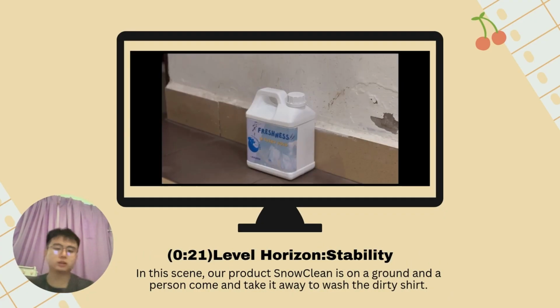So the next one is level horizon stability. As you can see, our product Snow Clean is on the ground and stays against the wall. So this can emphasize the stability, conservatism, and the reliability of the product. So Snow Clean is standing on level ground. We can understand this scene with that.